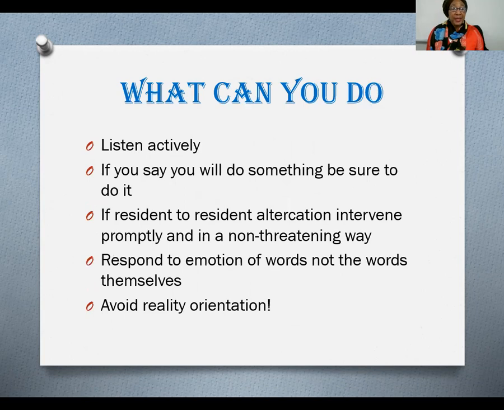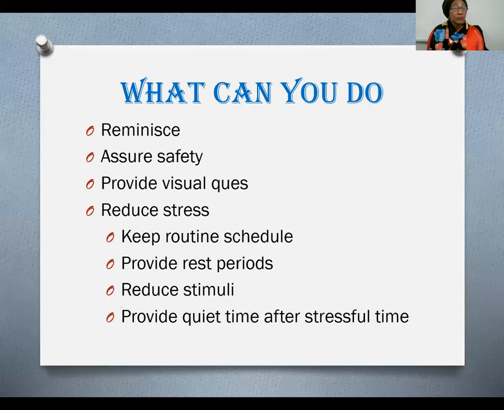If there is a resident to resident altercation, intervene promptly and in a non-threatening way, because sometimes they can get into that. Respond promptly, because they can hit each other or push. If one of them is stronger than the other, they can push and hurt them. Respond to the emotions of the words, not the words themselves. Avoid reality orientation. Reminiscence is when you let them talk about their past. It's very important for them to talk about their past.